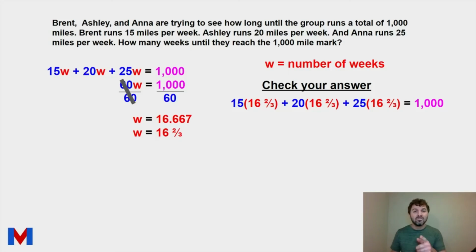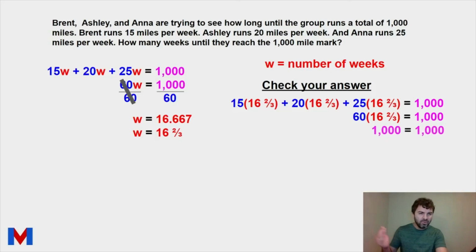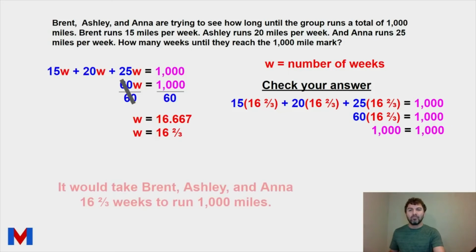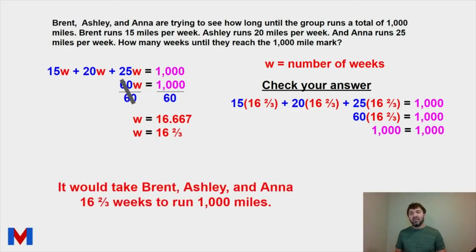Okay, so we go through and we're going to multiply all this together, or add all these together, and we're going to get 60, which is the 15 plus 20 plus 25, 60 times 16 2/3. Does that equal 1,000? Well, when I actually do that calculation there, yes it does. All right, so I can now say with confidence that it would take Brent, Ashley, and Anna 16 2/3 weeks to run that 1,000 miles. Okay, so sometime within that 17th week.